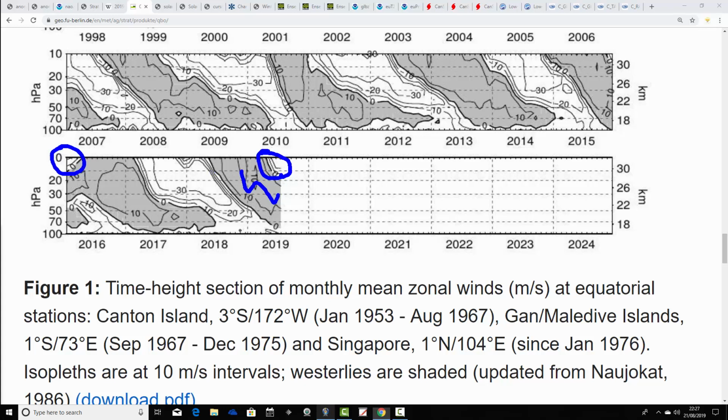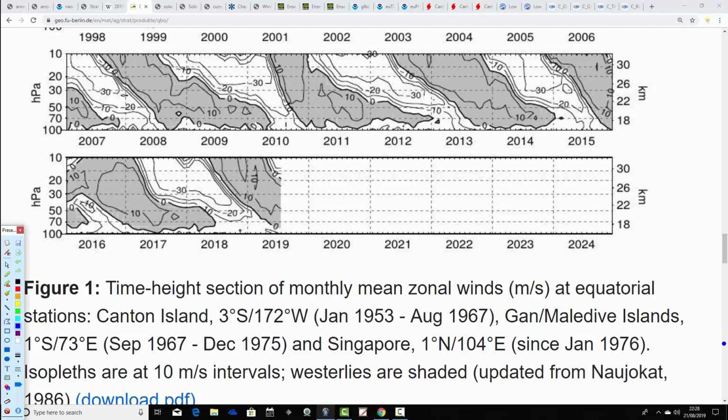But over the course of this autumn, we're expecting that the easterly QBO will descend. It will descend down on this chart with a white area sort of expanding. And by the time we get through to the winter, we could well be transitioning into an easterly QBO.